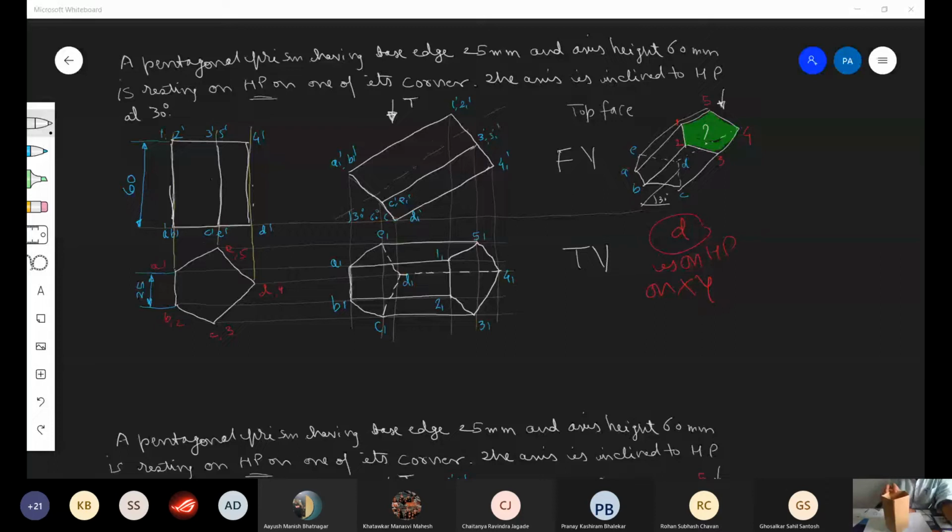Okay. Now, what are we trying to do? We are trying to incline it like this, inclined to HP. But it is resting on what? It is resting on this. What is this? Corner. You can see this corner, resting on the corner. And if it is a corner here, it will be a corner here also. So now this is resting on a corner like this.